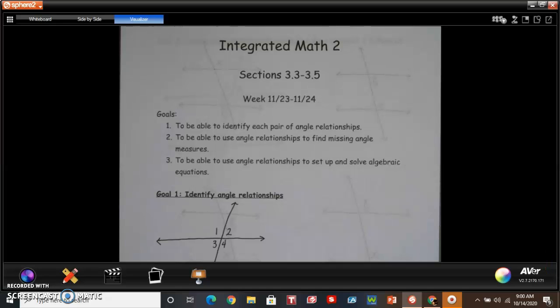All right, so this week, it is a very short week. It is your Thanksgiving week. And while it looks like we have a lot of content to do, it's really quite simple as long as you pay attention. We have 3 goals.